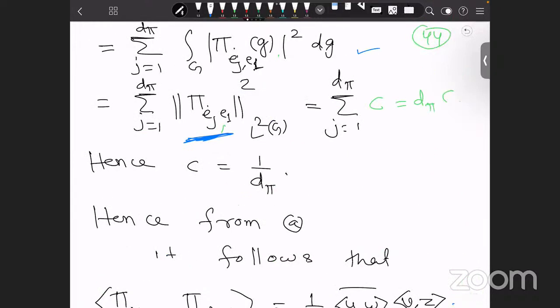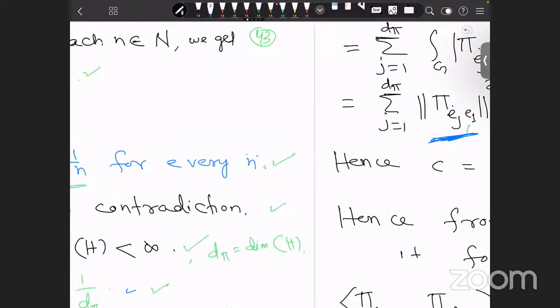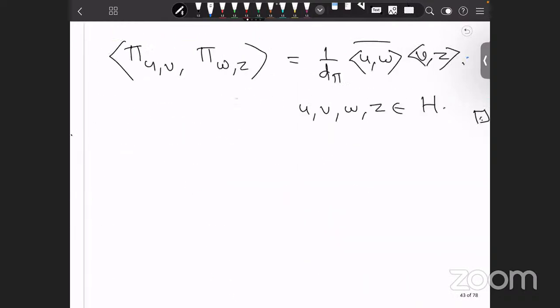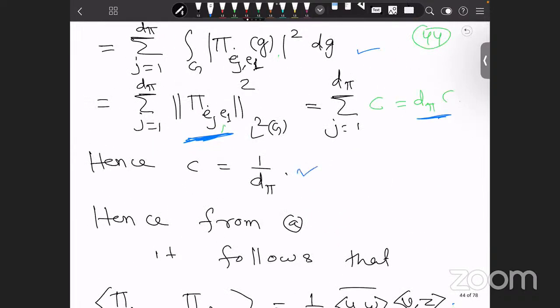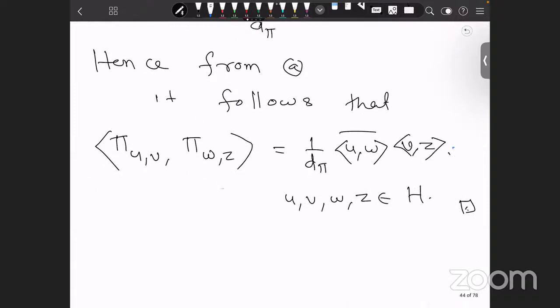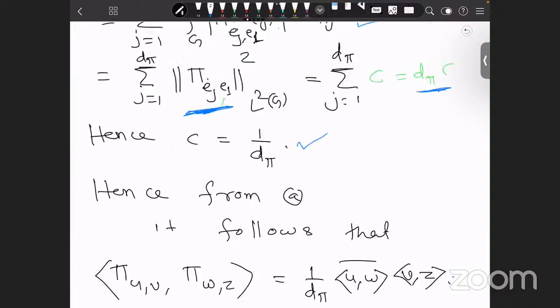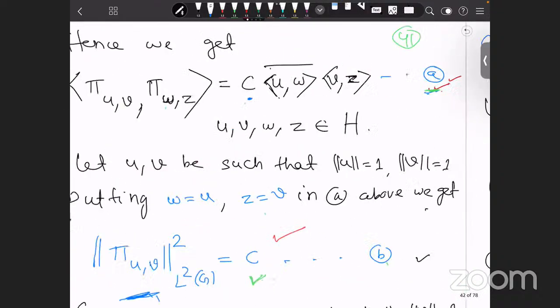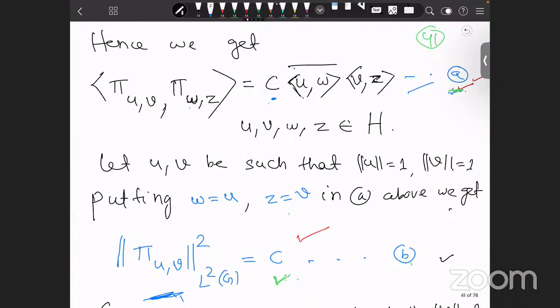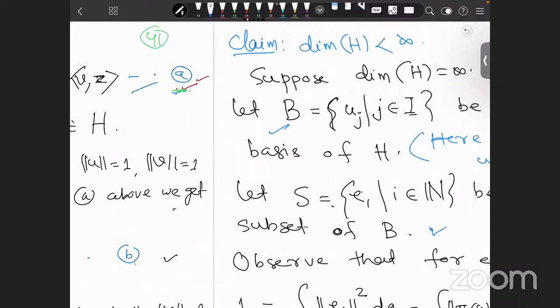So j is equal to 1 to d_pi, c. Since I am summing d_pi times, I will get d_pi c. So what am I getting? I am getting 1 is equal to d_pi c, so I will get c is equal to 1 by d_pi. Hence from (A), it follows that the inner product of pi(u) v, pi(w) z is equal to 1 by d_pi times the inner product of u, w times the conjugate of the inner product of v, z. So this is just putting c is equal to 1 by d_pi in (A). This finishes the proof of that theorem.